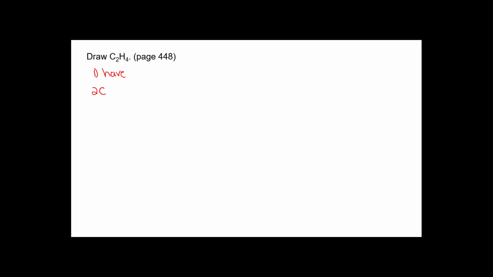So 2 carbons, 4 hydrogens. Let's see what we have here. So I have 2 times 4, and I have 4 times 1. So this is 8, and this is 4. So I have 12 valence electrons to work with. I call this my need. Copy it again the same way.